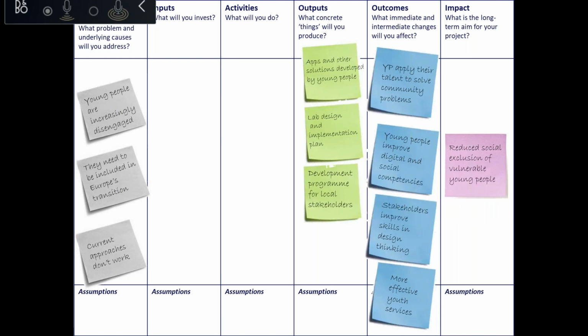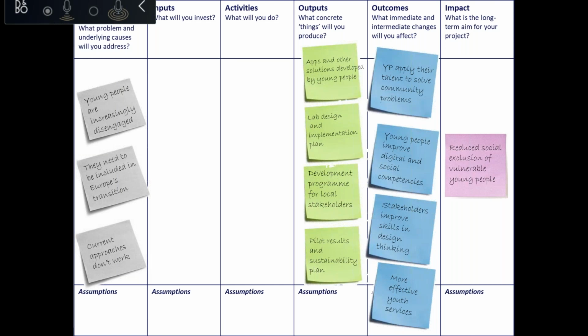There needs to be some kind of development program for local stakeholders to make sure they're skilled up in a different way of working, in particular using design thinking. Then if we're going to roll this idea out perhaps beyond South London, we need to understand the results that we've achieved, and we need to have a sustainability plan to make this work locally and possibly beyond. So this is what the team thinks the outputs should be.